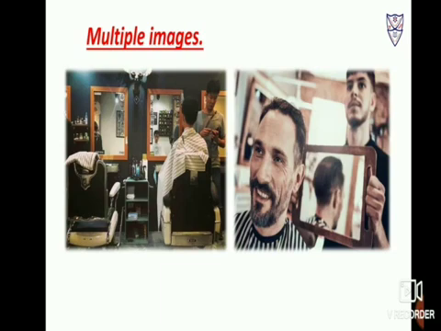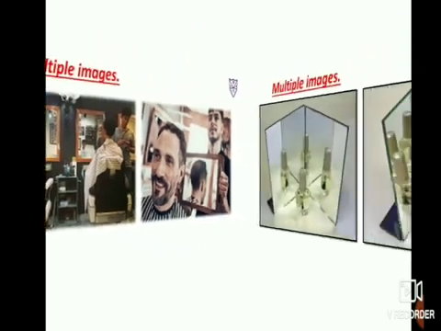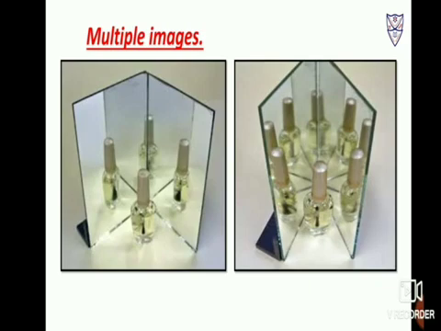Now you can see here in this slide. When two mirrors are inclined, meaning leaning to each other at an angle, many images of the object placed before them are seen. This is because the image formed in one mirror acts as the object for the other. So many images formed in this manner are called multiple images.